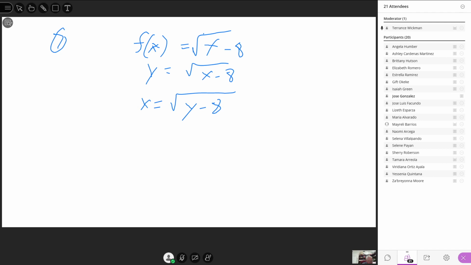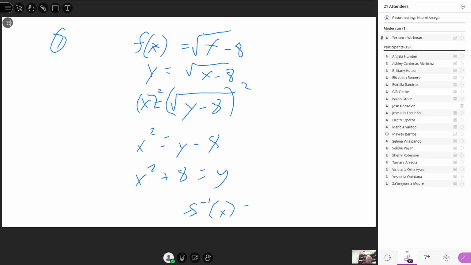That's how I would do that one. I'm going to square this side, I'm going to square this side. It's going to give me x squared equals y minus 8. To get 8 by itself, I add 8 to both sides. So I have x squared plus 8 equals y. Now, because it's inverse, we don't say y. We're going to say f of negative 1 of x equals x squared plus 8. This stands for inverse. And I get D. And that's number 7.